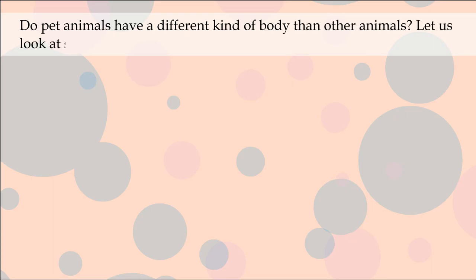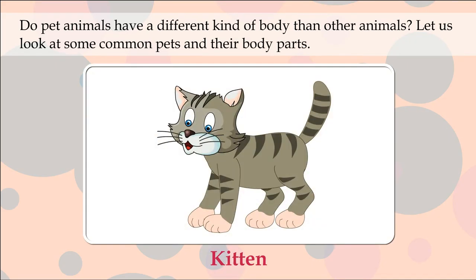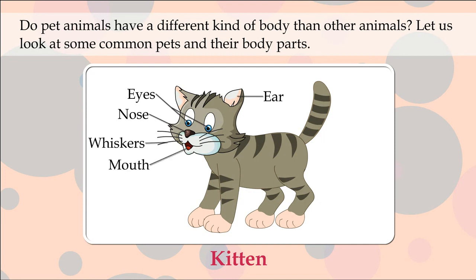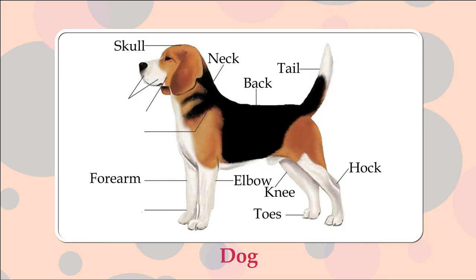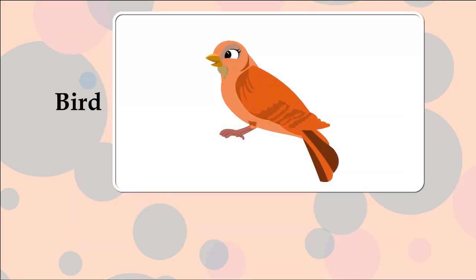Do pet animals have a different kind of body than other animals? Let us look at some common pets and their body parts. Kitten: ear, eyes, nose, whiskers, mouth, tail, fur, paw, claws. Dog: skull, neck, back, tail, hock, elbow, knee, toes, forearm, wrist, muzzle, cheek, shoulder. Bird: beak, feathers, claws.